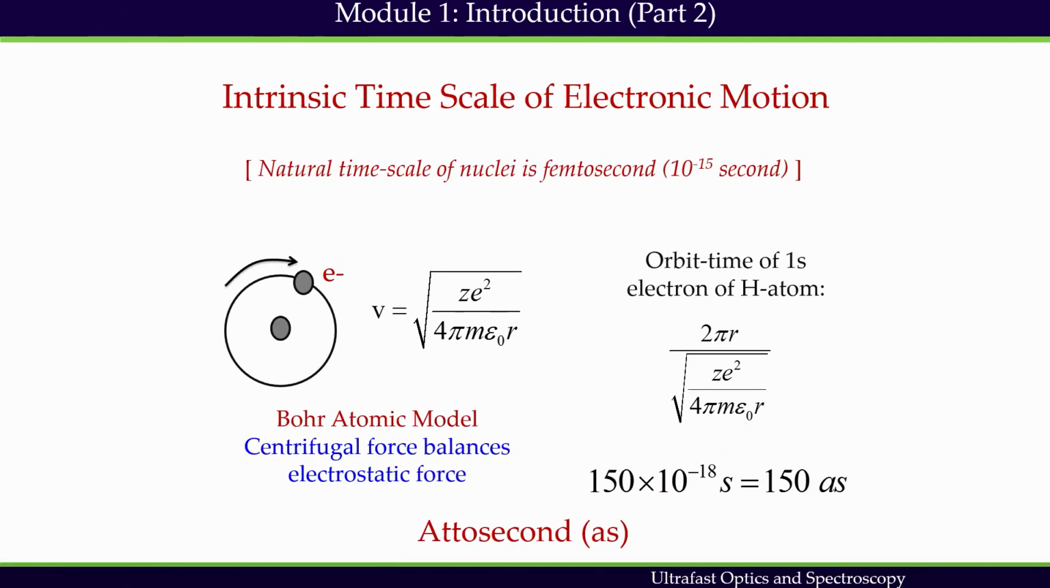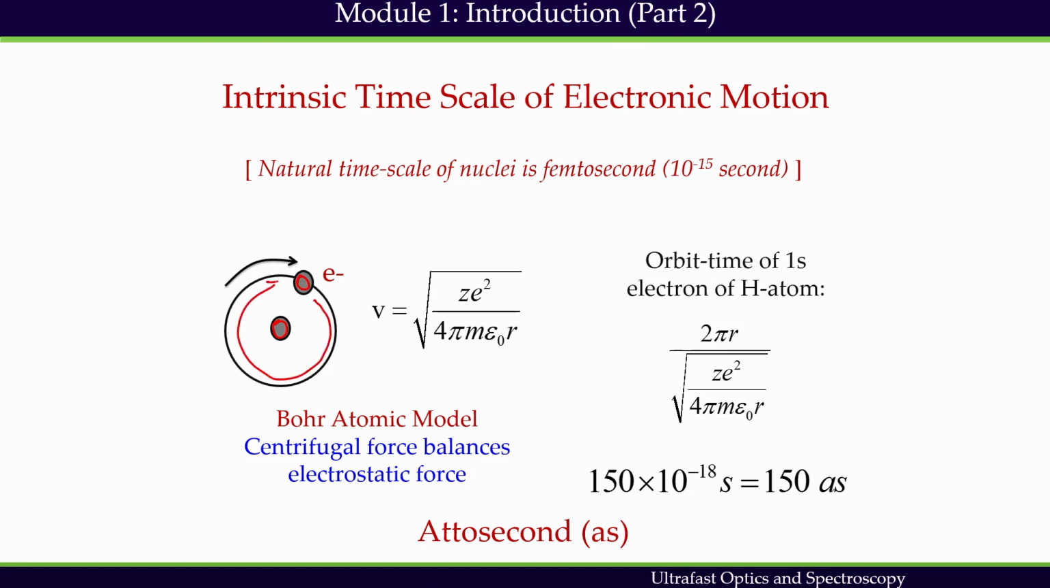Next, we'll look at the intrinsic time scale of the electronic motion. In order to estimate the intrinsic time scale of electronic motion in an atom, we shall use the Bohr atomic model. Although this is the simplest atomic model we have, we can use it to predict what kind of intrinsic time scale electrons have in atoms.